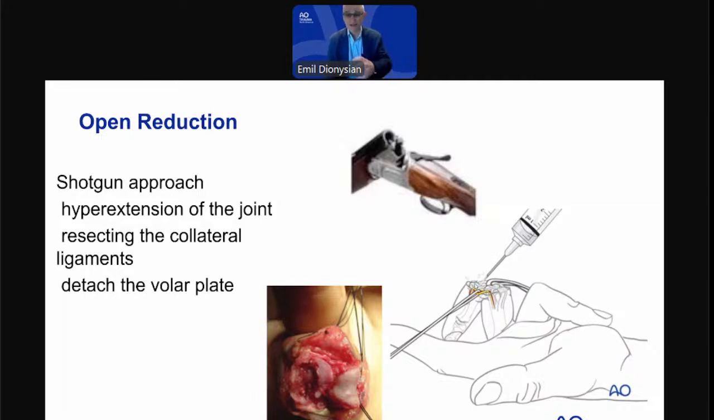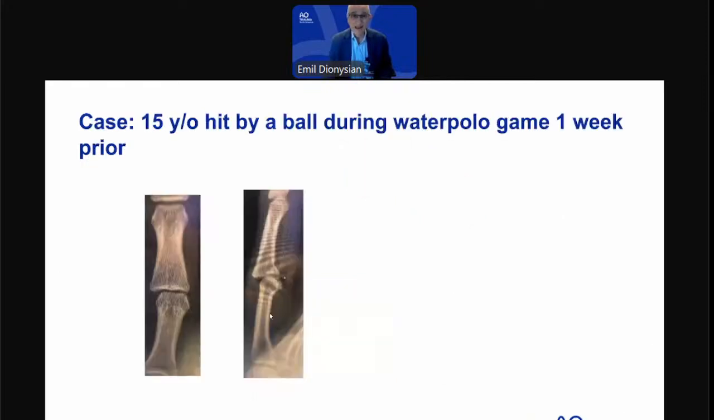This allows it to actually see the joint well, and you see what to do. We can decide to bring these fragments up and put a screw or plate or do a hemi-hamate. Here's an example. Again, a 15-year-old was hit by a ball in water polo. Very subtle. It's just you have that V sign and it's dislocated.